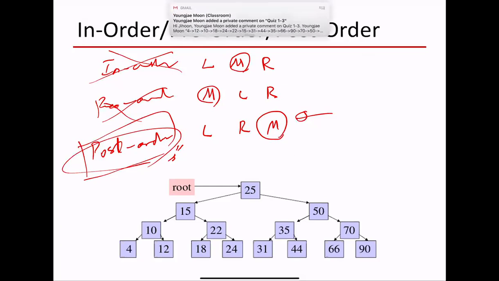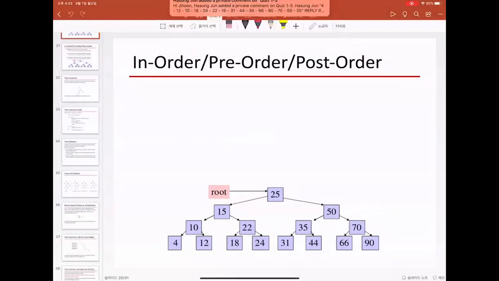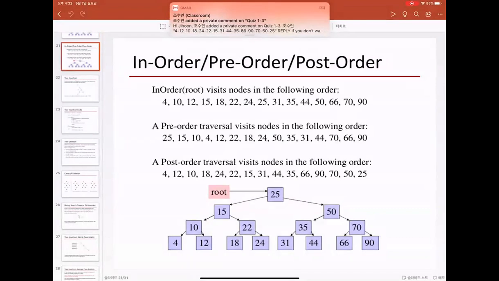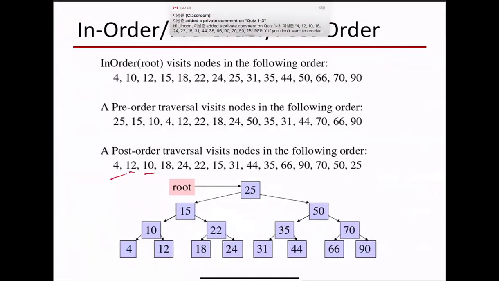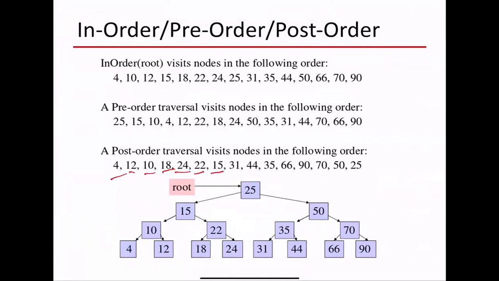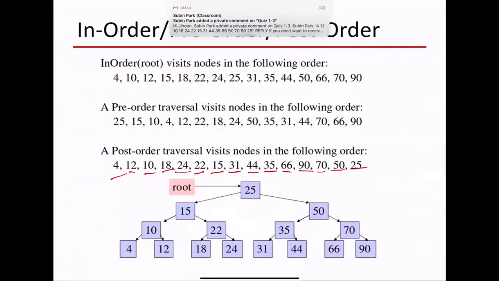So let's not waste time. I will pick Dajong and Taejun sequentially for the answer. Dajong? Yes. What's the answer? So it's 4, 12, 10, 18, 24, 22, 15, 31, then 44, 35, yeah. 60, 90, 75.